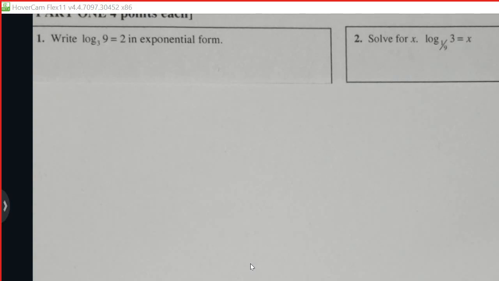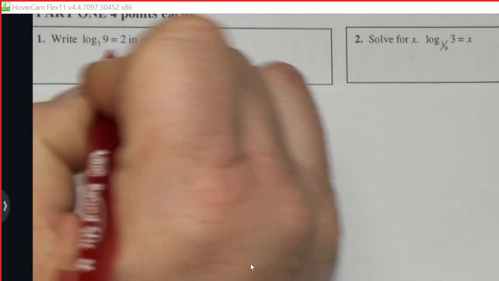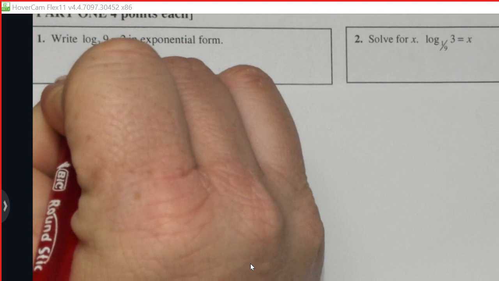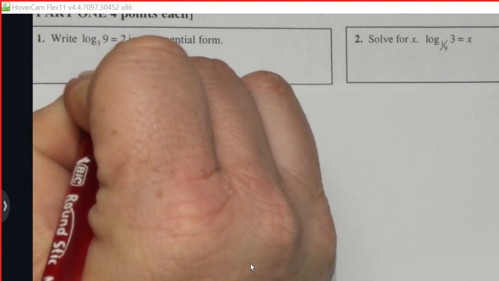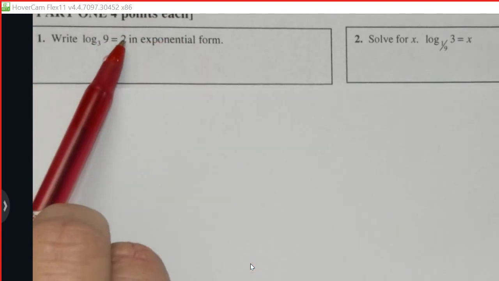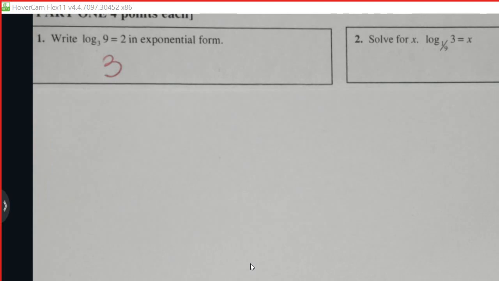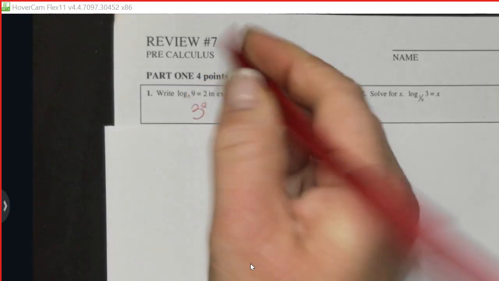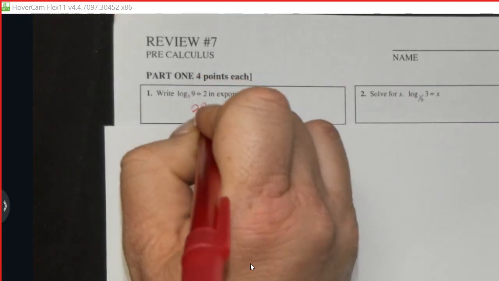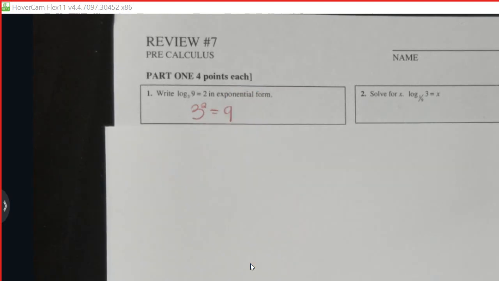This is the Unit 7 review, and we're looking at number 1. We want to write this in exponential form. Whatever the base is will remain the base. We're going to go across the equal sign, grab whatever value is on the opposite side. That becomes our exponent, so 3 squared, and then we're going to come back, in this case to the left, equals 9. No calculator needed.